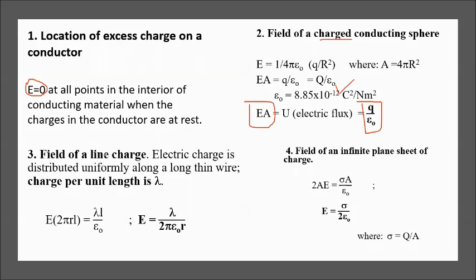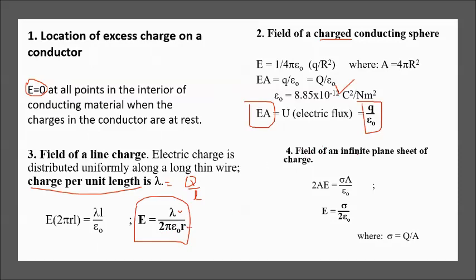Okay. Field of a line charge. So electric charge is distributed uniformly along a long, thin wire. Charge per unit length, so lambda is charge Q over L. So, to find electric field, ito. Or, pwede na lambda ang hanapin. Pwede ito, pwedeng R, no? 2, pi, and epsilon sub O are all constants.